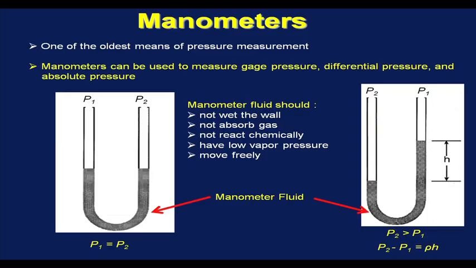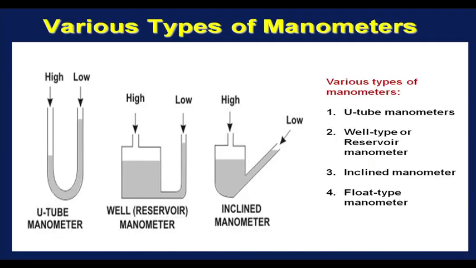So, this is how we can measure differential pressure with a U-tube manometer. Remember that manometers can be used to measure gauge pressure, differential pressure as well as absolute pressure. We can have various types of manometers. As shown in these figures, we have the U-tube manometer, which we just discussed. We can have a well type or reservoir manometer, which is shown by this figure. We can also have an inclined manometer, where one of the legs is inclined, and you can also have a float type manometer, which is essentially a modified version of the well type or reservoir manometer.